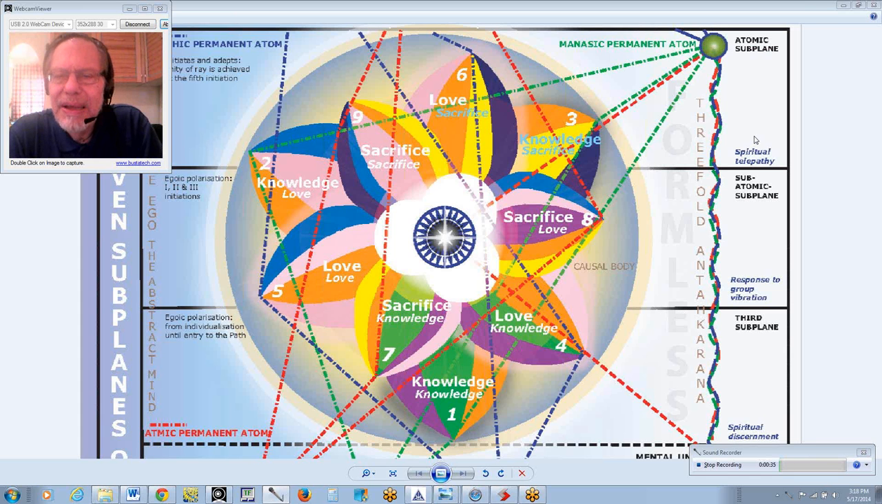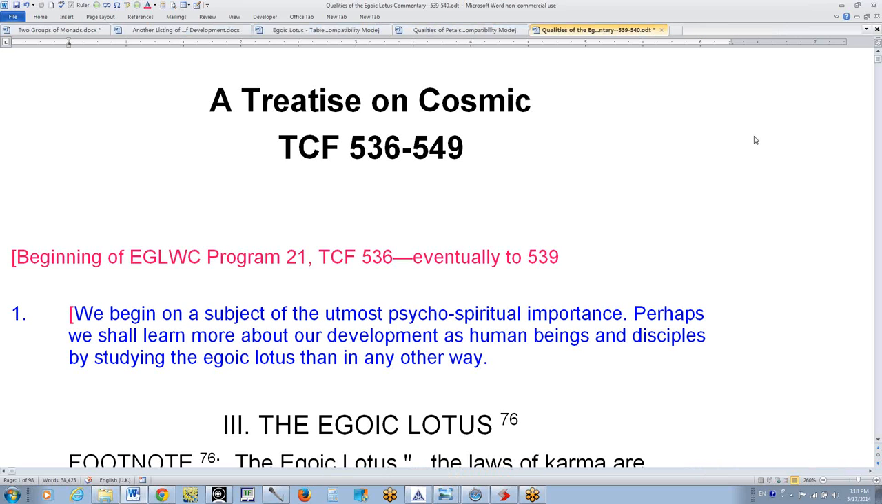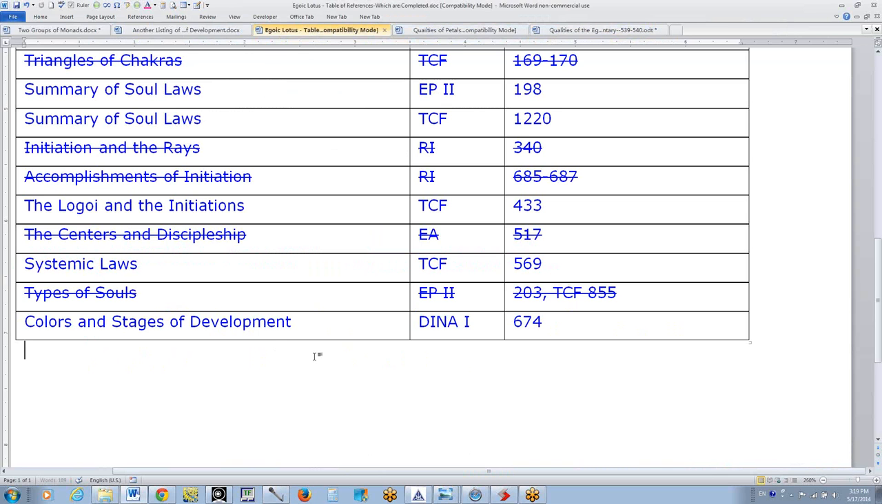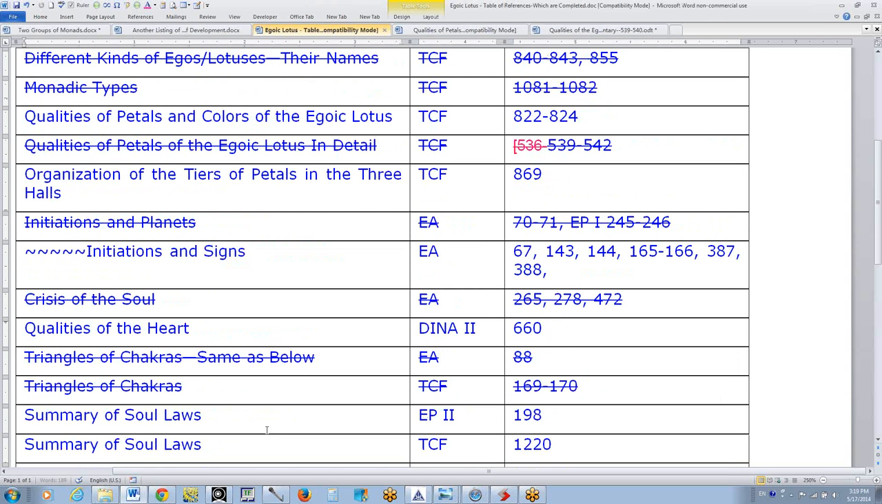Now, this is kind of a work in progress. Whereas I thought I was going to begin immediately petal by petal, what I decided to do instead was to work on the large sections, which are called qualities of petals of the Egoic Lotus, in detail.